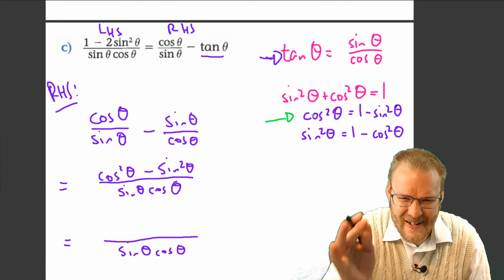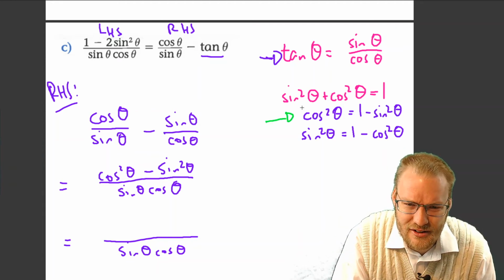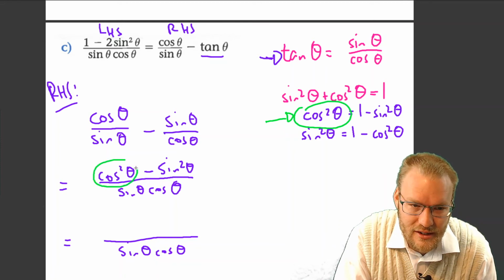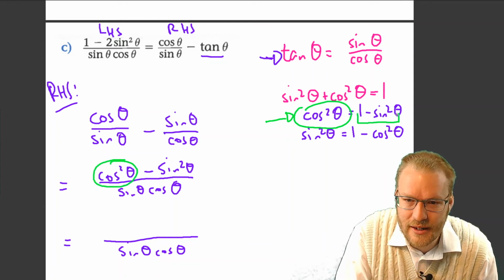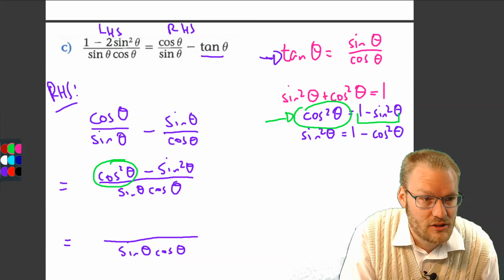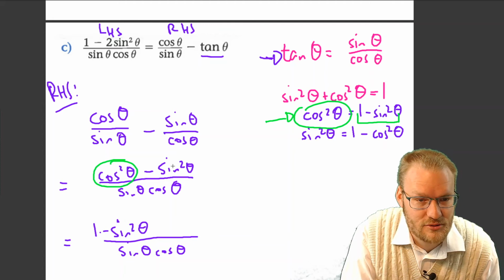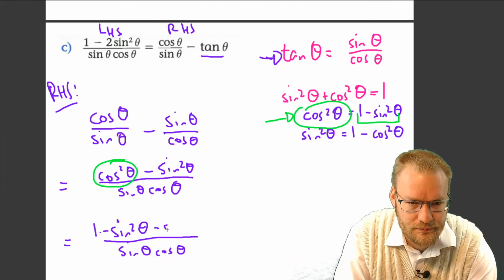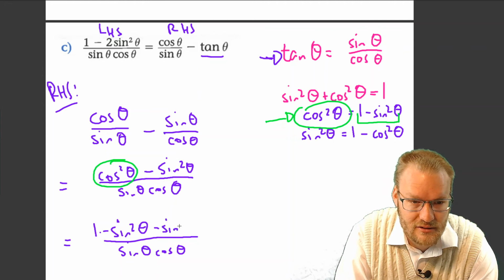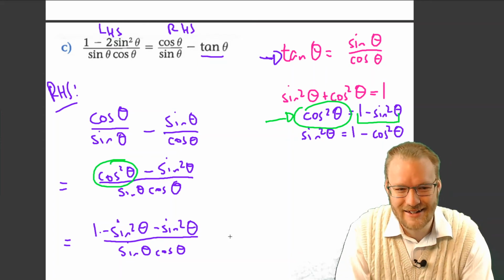Look at it. It's there, right? Instead of writing cos squared theta as we've got there, let's write 1 minus sine squared theta. So for this one, we're going to write 1 minus sine squared theta. That's what that gets replaced with, minus sine squared theta.